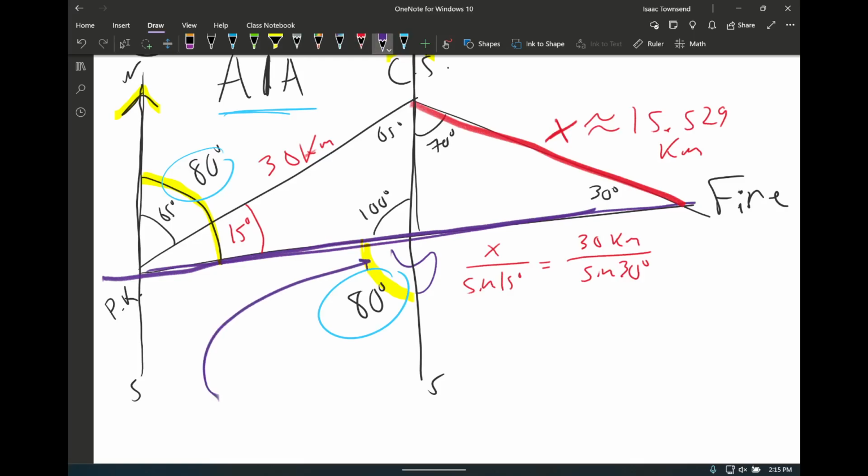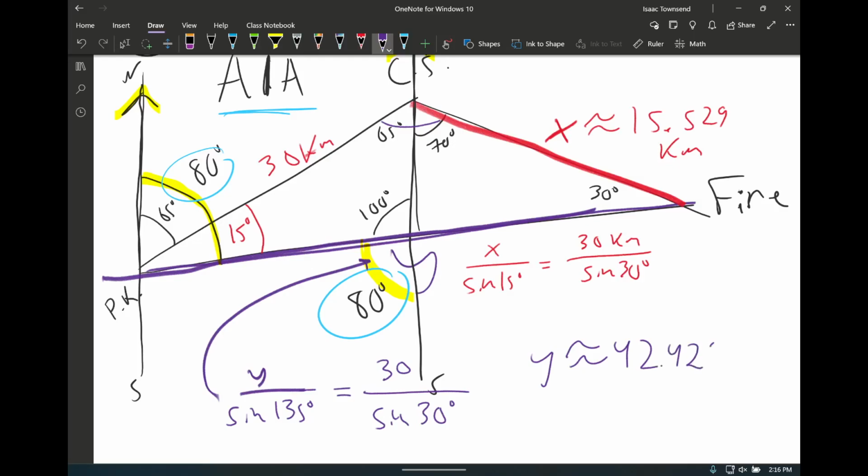And to solve for y, I could do y over the sine of its opposite angle, which is 65 plus 70, 135. And then I could use these two, but there's always a chance I have a mistake here, so I feel a little bit safer using the 30 kilometers over the sine of 30 degrees. So y ends up being 30 sine of 135 over the sine of 30. And in the end, I ended up with all the information.